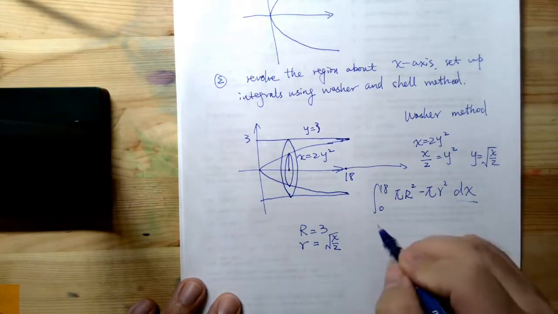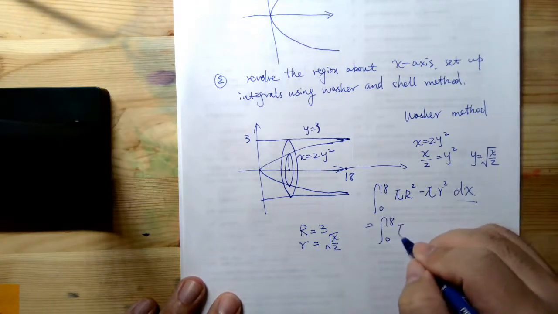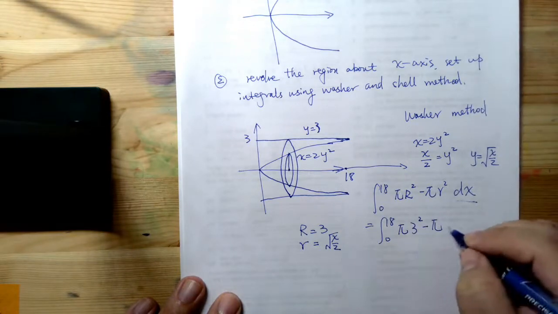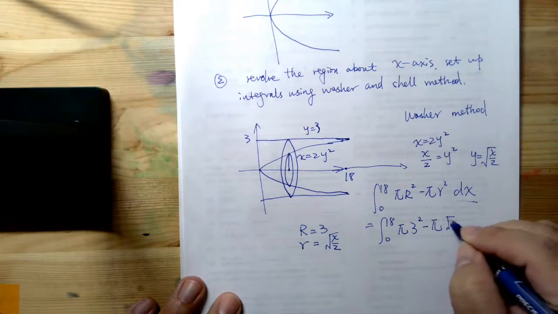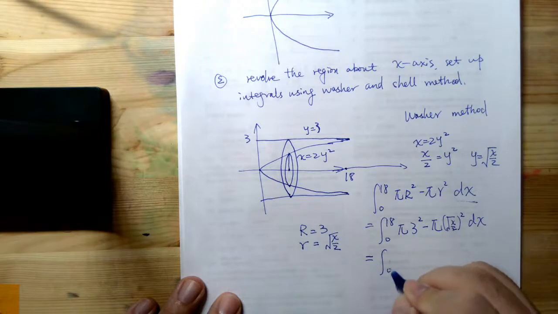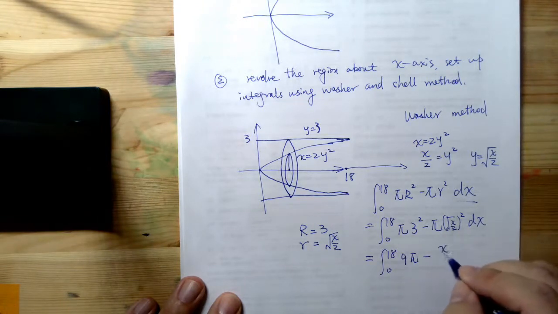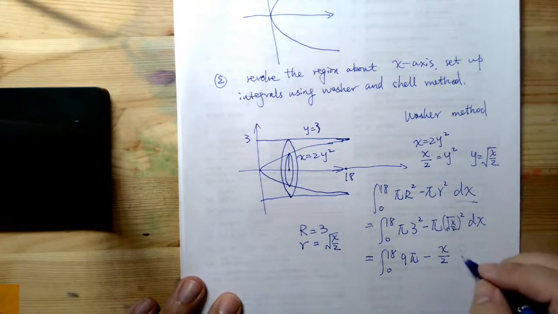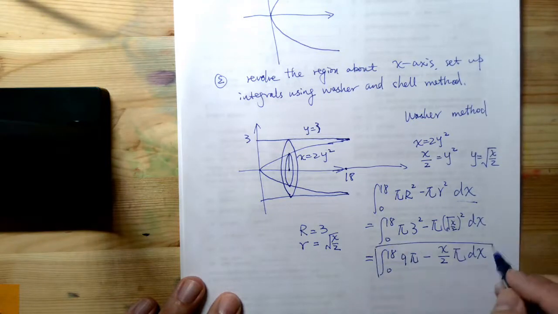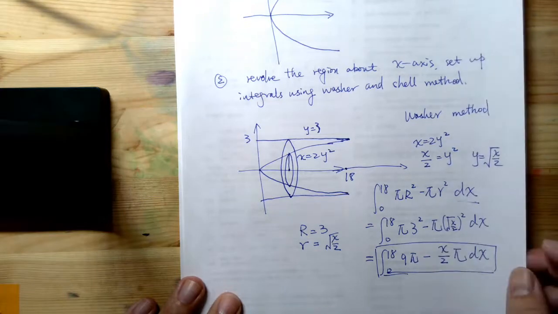So put all this back. This is from 0 to 18, pi times 3 squared minus pi times r squared, the square root of x over 2 squared, dx. Turns out, if you simplify, it's going to be 9 pi minus x over 2 pi dx. Okay, so that's how we use the washer method to do this.